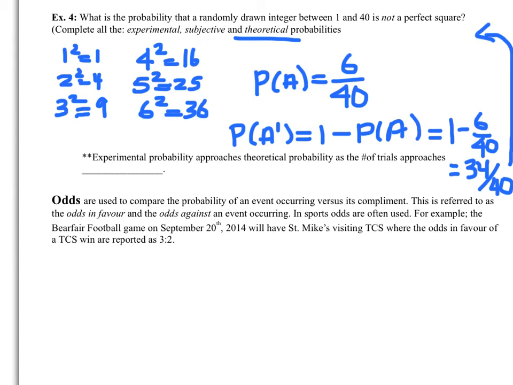So we could also write this fraction as 17 over 20, or 0.85, or say that there's 85% probability that it's not square.